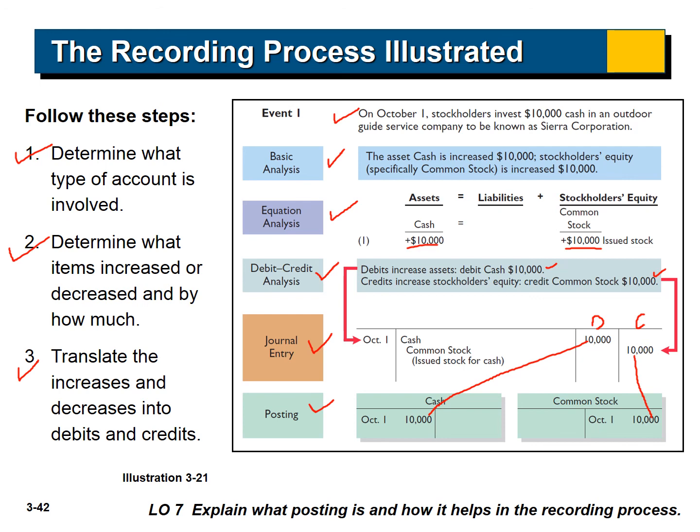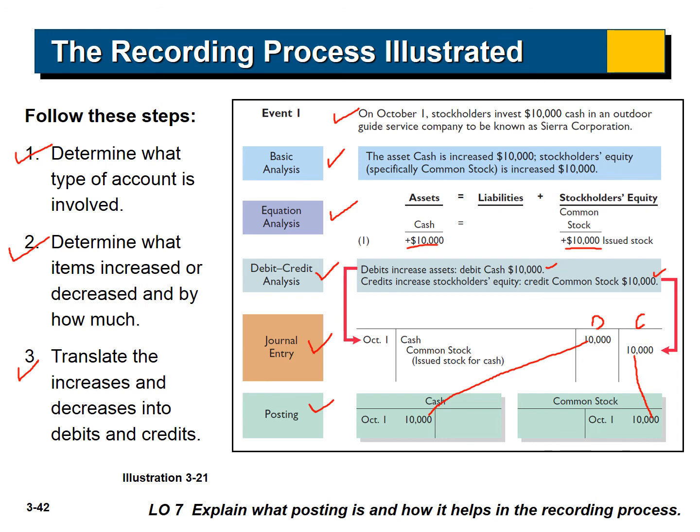On October 1st, stockholders invest $10,000 cash into an outdoor guide service company to be known as Sierra Corporation. The basic analysis is the first thing you do, and that is decide what happened from that transaction. We know that the asset cash is increased by $10,000 and stockholders equity, and in this case specifically common stock, is increased by $10,000. Put that into the equation analysis format, and we know that cash has a plus 10,000 and common stock plus 10,000.